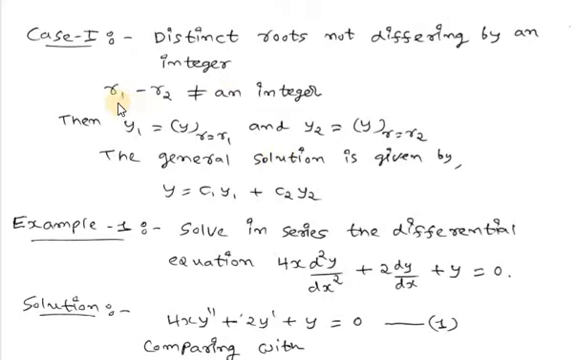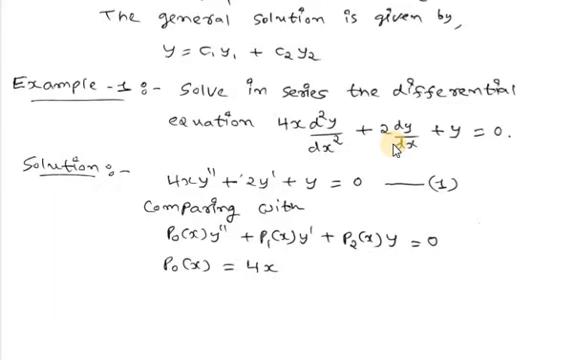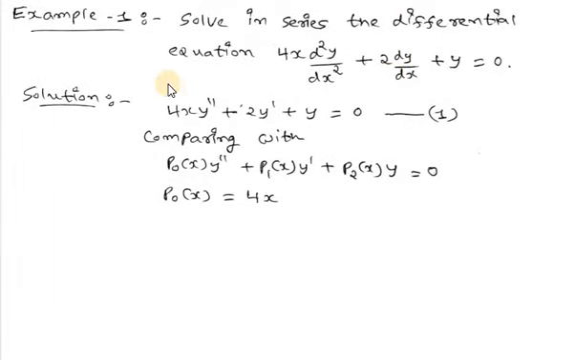And case number 1 is when the values of R1 and R2 are different, but their difference is not an integer. So in this case, the general solution is given by the formula y equals c1 y1 plus c2 y2, where y1 equals y at r equals r1 and y2 equals y at r equals r2. Now we will see one example based on case number 1.